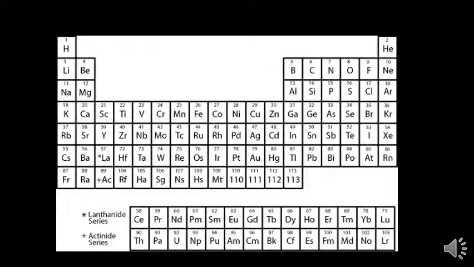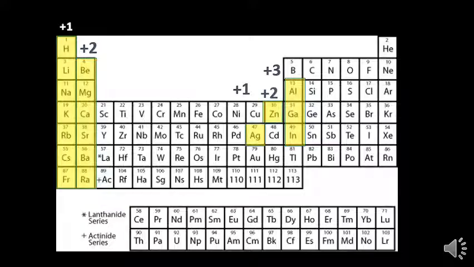Just to refresh your memory, for metals, recall that everything in column 1 is a +1 charge. Column 2 is +2. Aluminum, gallium, and indium are +3. Zinc is +2, and silver is +1.